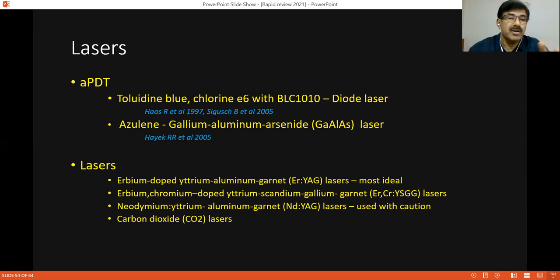In the literature, you may find different types of lasers, but the one laser that stands out in the management of periimplant disease is the Er:YAG laser. All other lasers are used, and it is said that you should use Nd:YAG laser with caution. But the laser which has maximum scientific evidence in the literature in the management of periimplantitis is the Er:YAG laser.